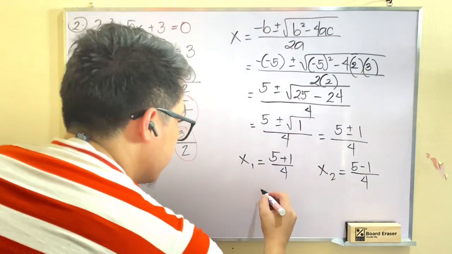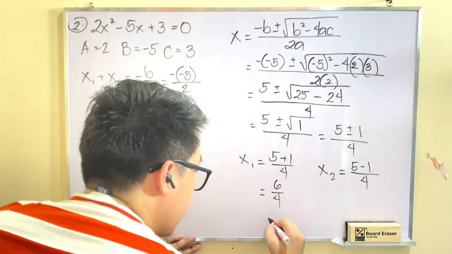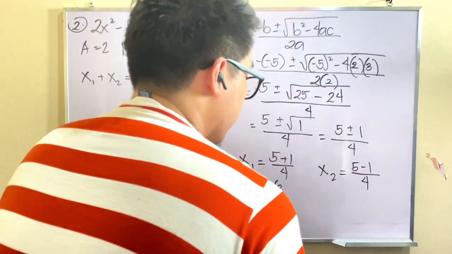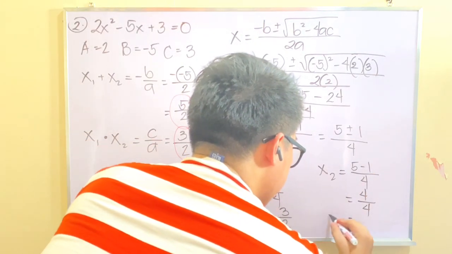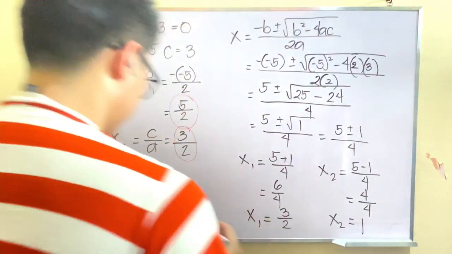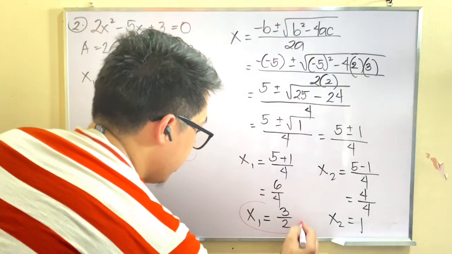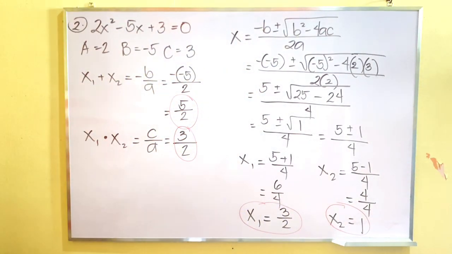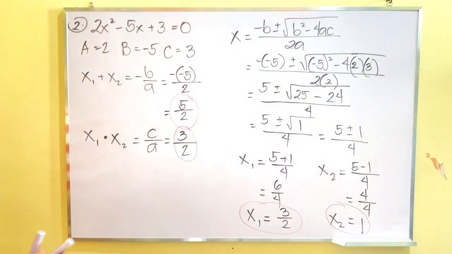5 plus 1 is 6 over 4, or kapag nilowest term natin, siya ay magiging 3 halves or 3 over 2. Then 5 minus 1 is 4 divided by 4. So, ang x sub 2 natin is 1. So, ito ang ating dalawang roots. Napakasimple. Try nga natin. Ano ang makukuha natin kapag pinag-plus natin yung dalawang number?